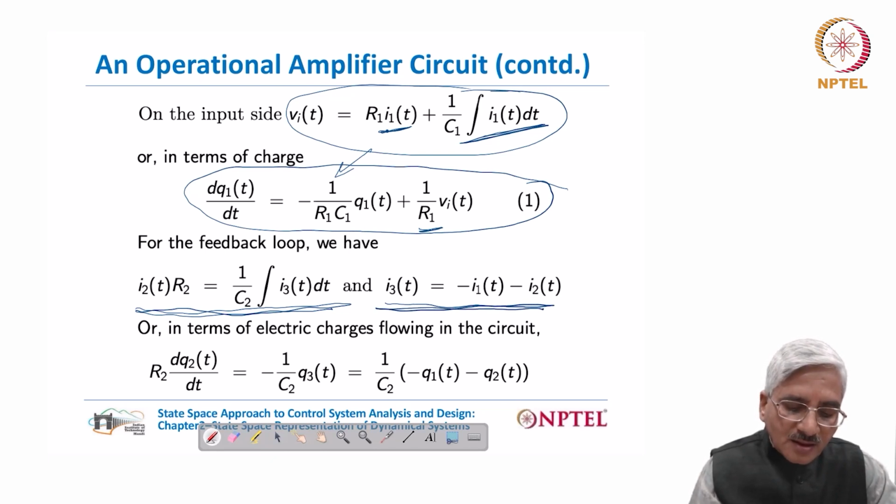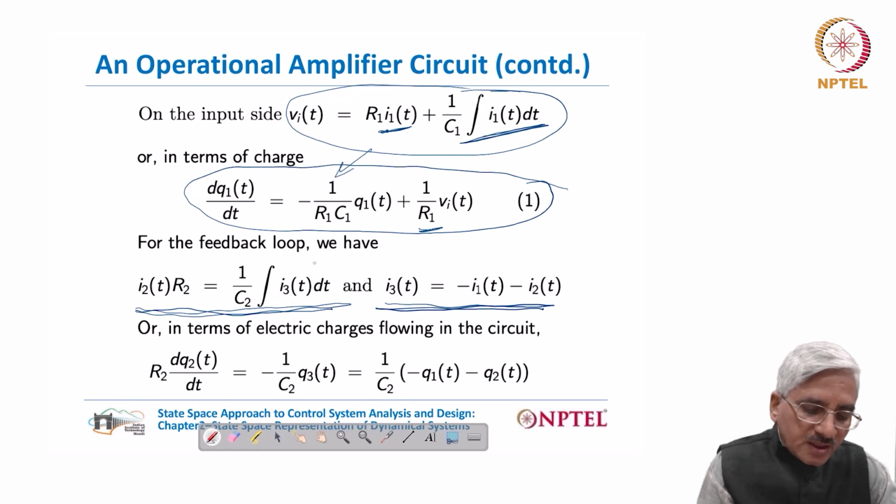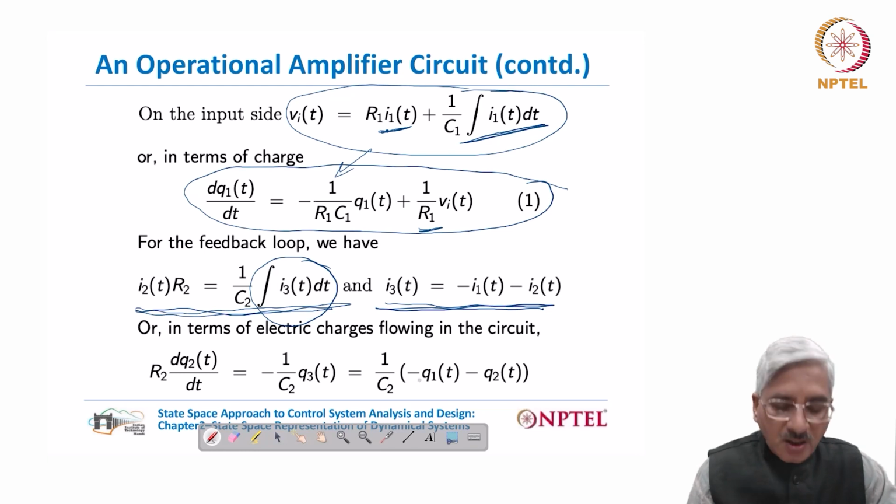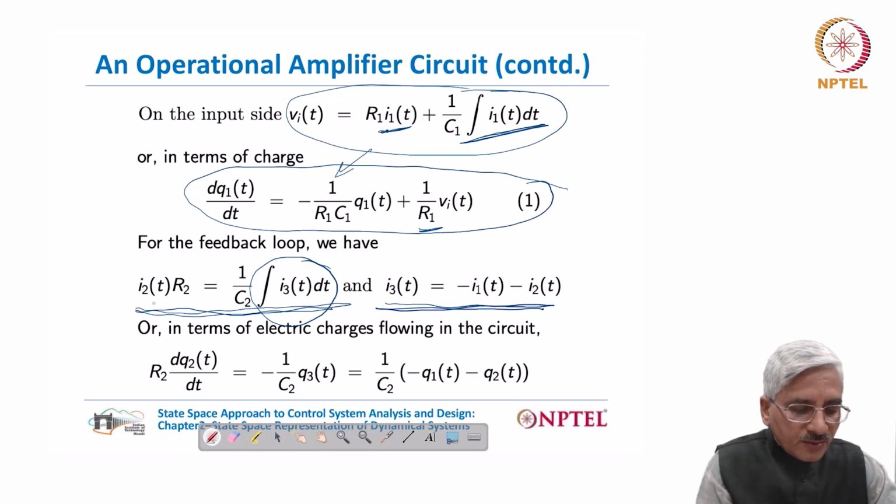And because the integral of I3 is the charge Q3, we can also write Q3 equal to minus Q1 minus Q2. So we will substitute in place of the integral of I3 dt the charge Q3, and that Q3 will be the sum of Q1 and Q2 with a minus sign. So we will have minus Q1 minus Q2. So this equation gives I2 into R2 equal to 1 by C2 bracket minus Q1 minus Q2.